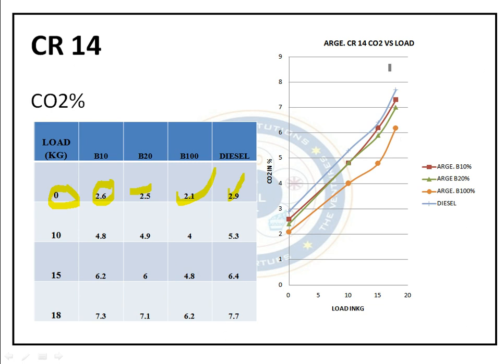Here in the graph it is easy to explain that the blue line shows diesel, the highest emission. For carbon dioxide also, we have already seen the high emission of carbon monoxide. Here we are seeing that carbon dioxide is also higher in diesel. Again we have B10 downside this line, then B20. For B100, this is the downward side, meaning very less carbon dioxide emission in pure Argemone.